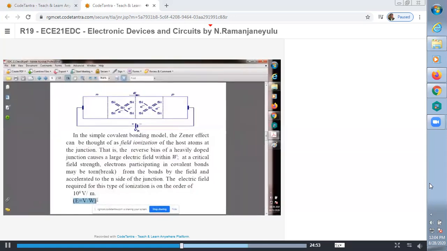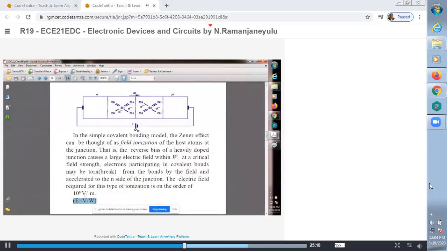Let us say W is equal to 1 micrometer. Here V is the applied voltage. Suppose we apply 1 volt. Then what is the electric field? E is equal to 1 by 10 to the power of minus 6 meters. What is the electric field? The electric field is equal to 10 to the power of 6 volts per meter. It is a very high electric field.